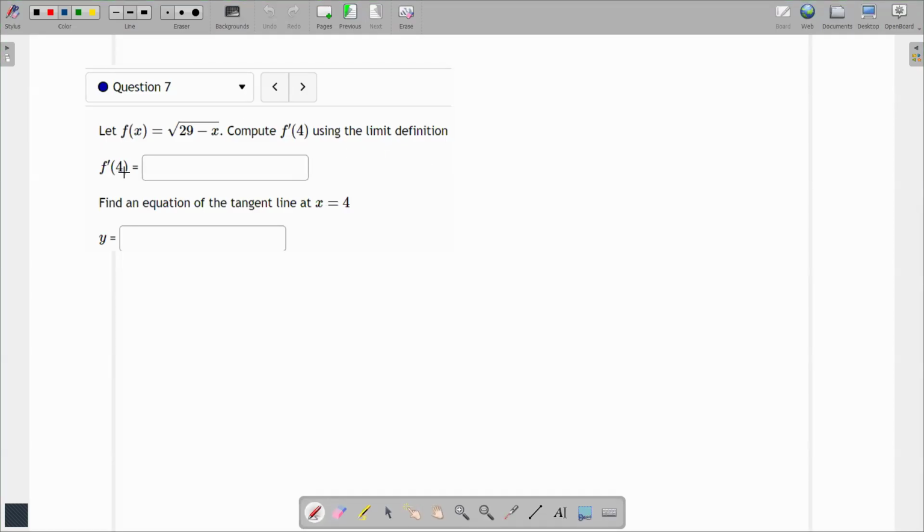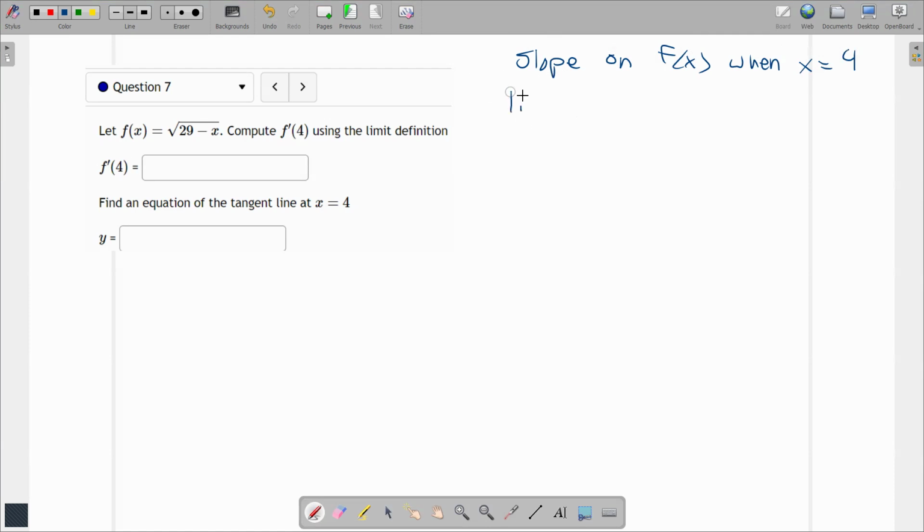So for this problem right here, I'm asked to find f prime of a. And again, the interpretation of that is the slope on this function when x equals 4. That's what f prime of a means.